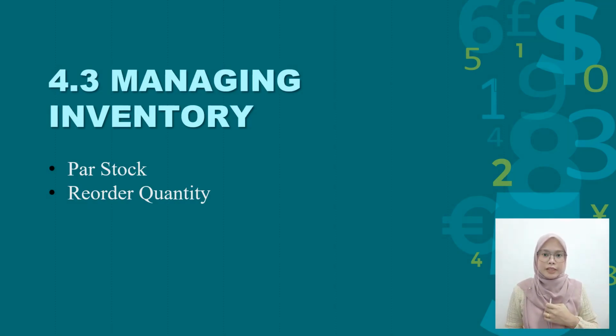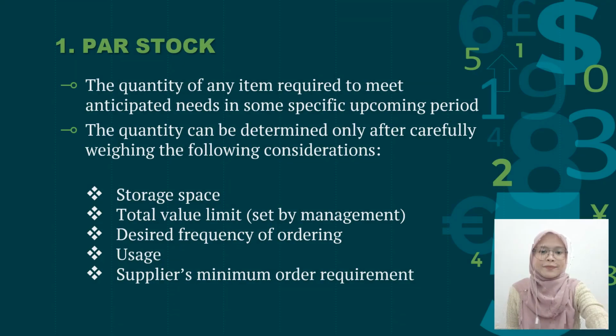Assalamualaikum warahmatullahi wabarakatuh. My name is Siti Hamidah binti Yazid. I will present about managing inventory. Managing inventory has two parts. First, par stock, and second, reorder quantity. Okay, first, for par stock, the perpetual inventory card provides a par stock figure for each item in stock. Par stock is defined as the quantity of any item required to meet anticipated needs in some specific upcoming period.